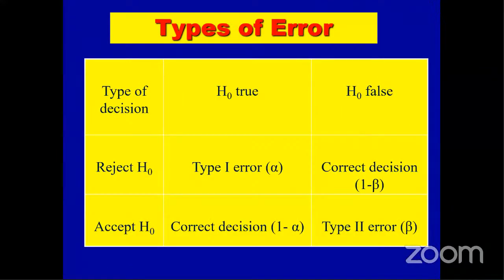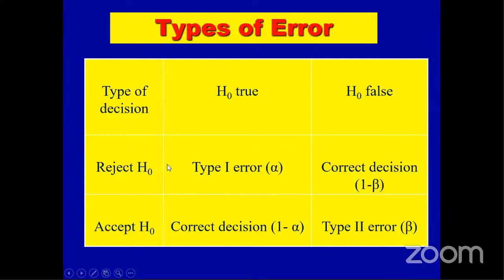I will stop here for the theoretical explanation. Now, types of errors. We need to understand the types of decisions: when H naught is true and when H naught is false, and rejecting H naught or accepting H naught. You see here how we are going to do that. When H naught is true and we reject it, we face the type 1 error, that is alpha.